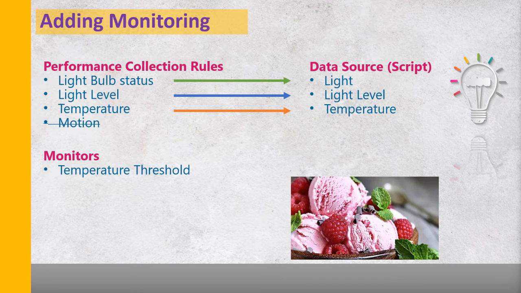Next, I link them to the rules so that when the rule runs, it calls the data source, which runs the PowerShell script, which gets the data from the Hue Bridge. And since I have that data source talking to the temperature sensor every few minutes, I can also set my monitor to the same interval or at a multiple of that interval.